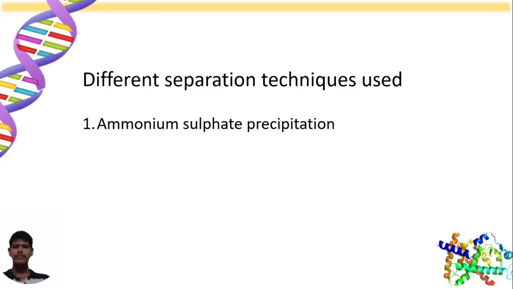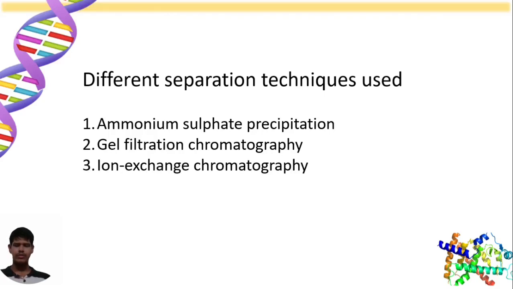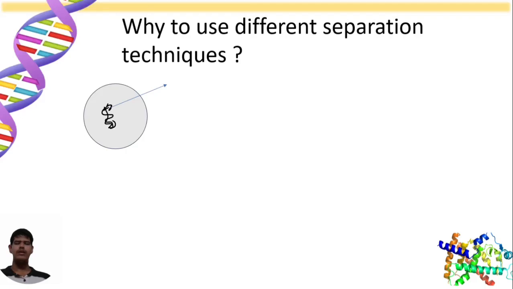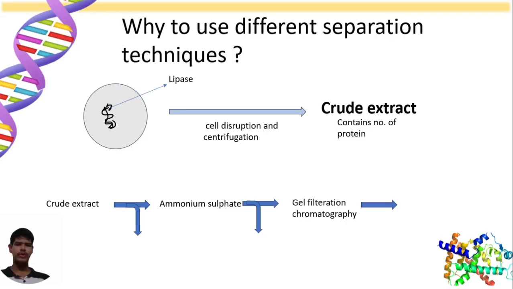Firstly, ammonium sulfate precipitation, gel filtration chromatography, ion exchange chromatography. When the cell is lysed and centrifuged, we get a crude extract which contains a number of proteins. To exclude the undesired proteins, we have to perform a series of purification methods to get lipase in a pure form.